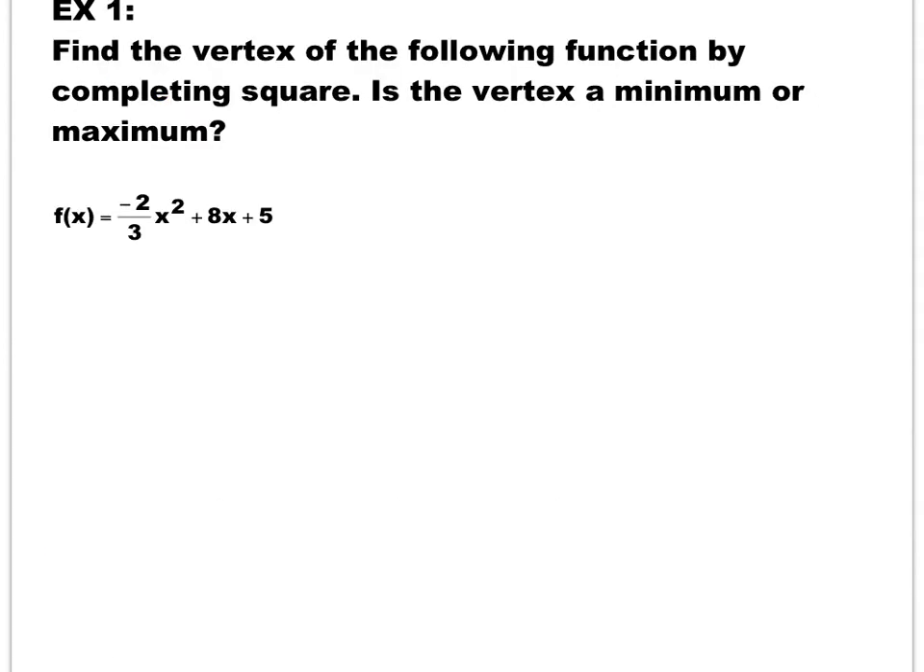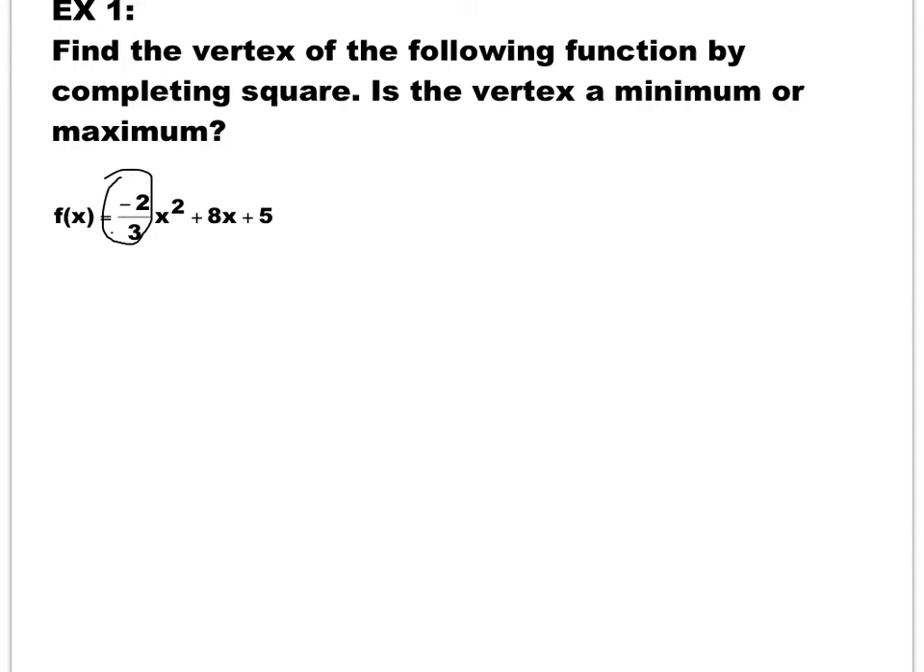The first example is a function f of x equals negative 2 over 3 x squared plus 8x plus 5. We are supposed to find the coordinate of the vertex and also the vertex form, and decide if the vertex is a maximum or minimum. Just by looking at this equation, you can see that the a value is negative 2 over 3, and since a is negative, we know that the parabola opens downward, so the vertex has to be a maximum. That's a given fact.